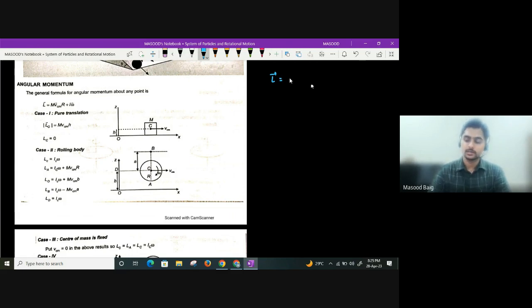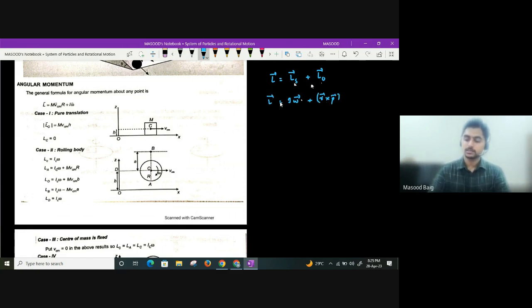Now angular momentum can be only due to rotation, which is called spin angular momentum, and there can be angular momentum due to translation, which is called orbital angular momentum. Spin angular momentum is given as I omega bar. Orbital angular momentum will be given as r bar cross p bar, guys.